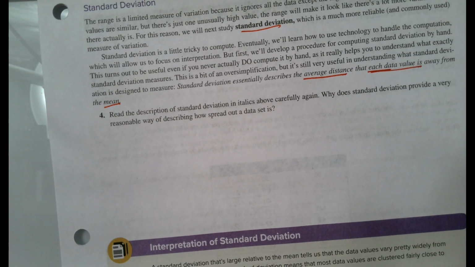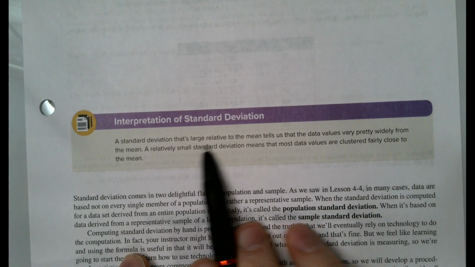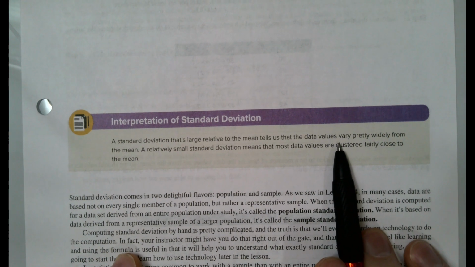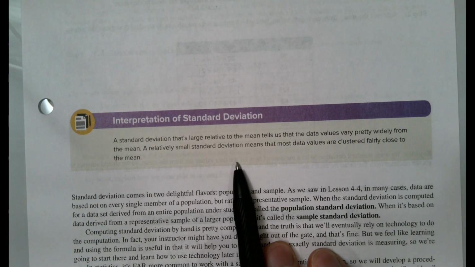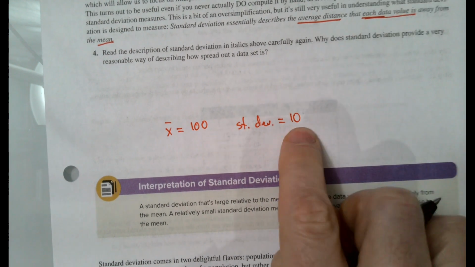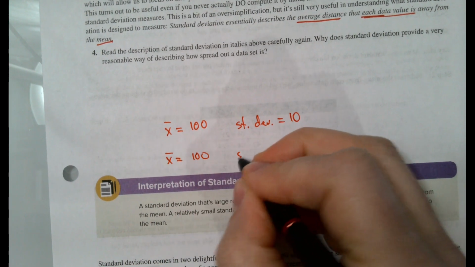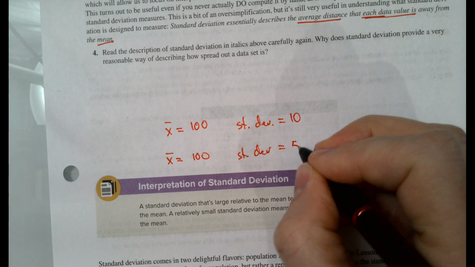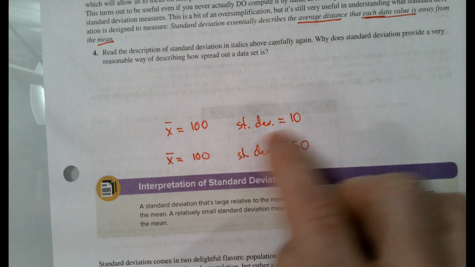One of the interpretations here is that if the standard deviation is relatively large compared to the mean, the data values are pretty widely spread out from the mean, and if it's relatively small, then they're fairly close to the mean. So let's say our x bar was 100, and our standard deviation was 10. That's small relative to the mean, whereas if our x bar was 100 and our standard deviation was, let's say, 50, that's saying that relative to the mean, it's quite spread out, because this is half the mean, where this is a tenth of the mean.